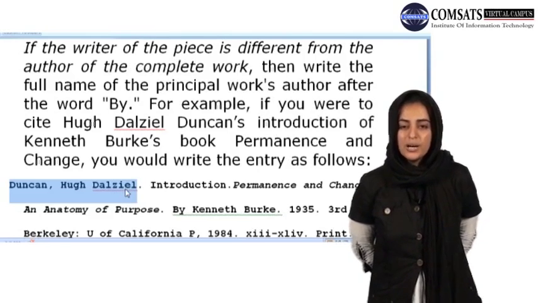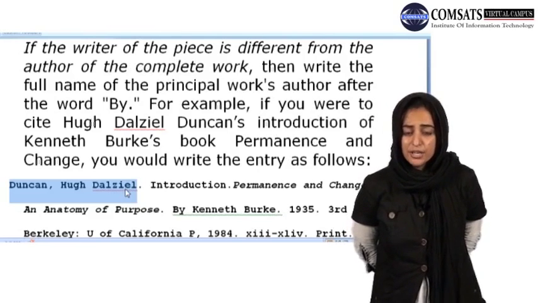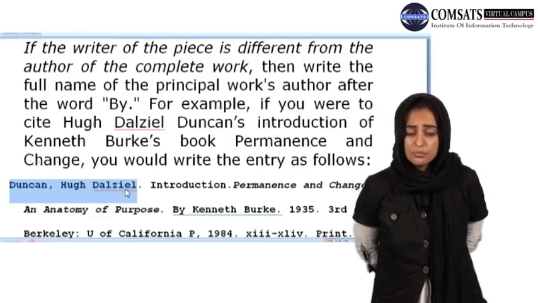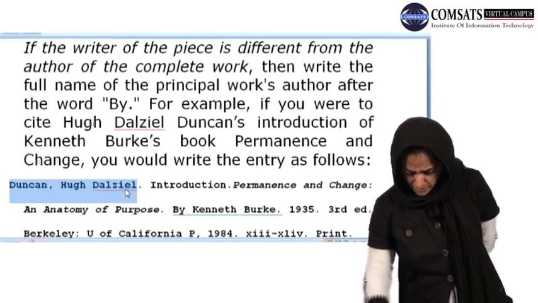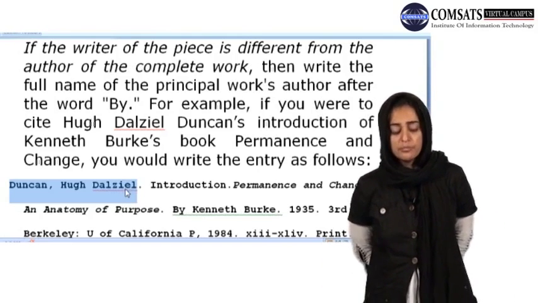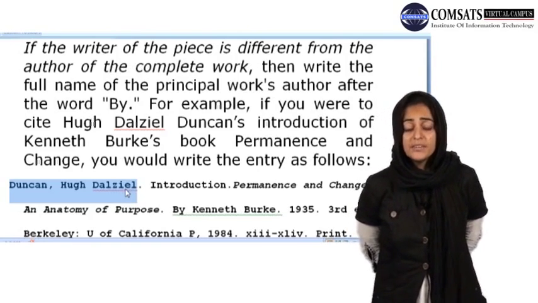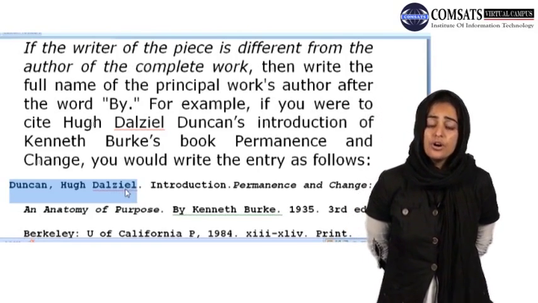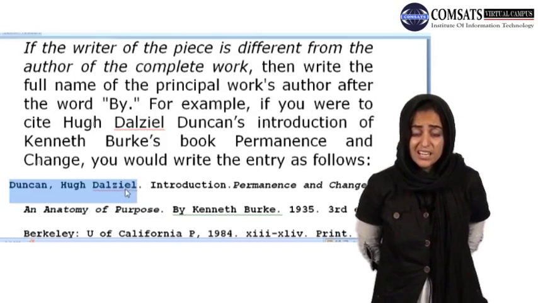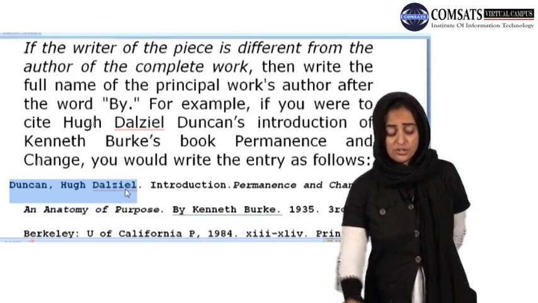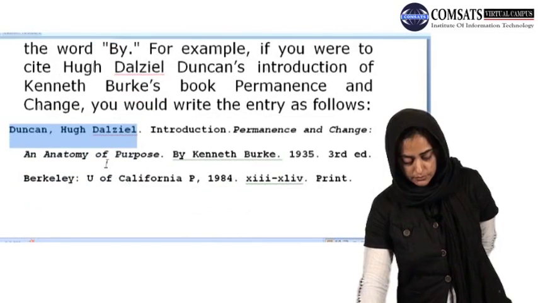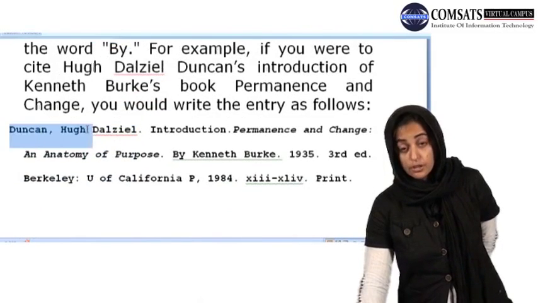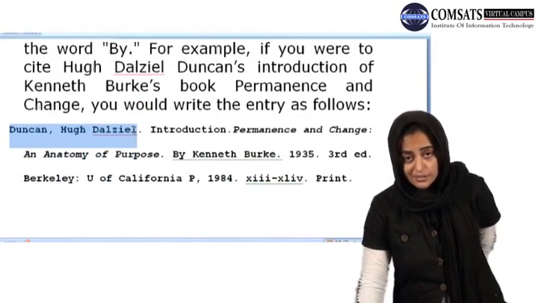For example, you are creating the detailed reference for a particular piece of information that you picked up from the introduction of the book, and the name of the book is Permanence and Change, an Anatomy of Purpose. So first you will be writing the name of the author of that introduction in the last name, first name fashion. Kindly have a look on the screen. Here, the author of the introduction.